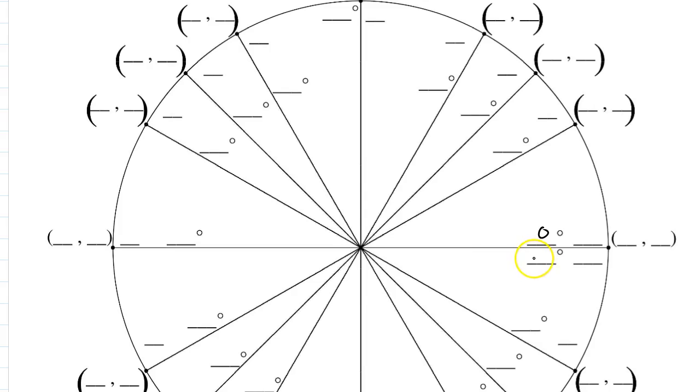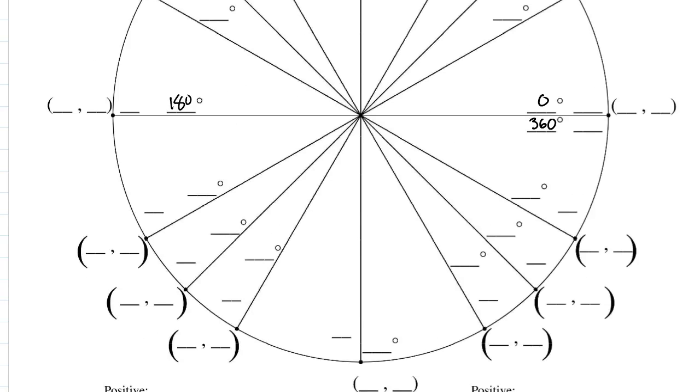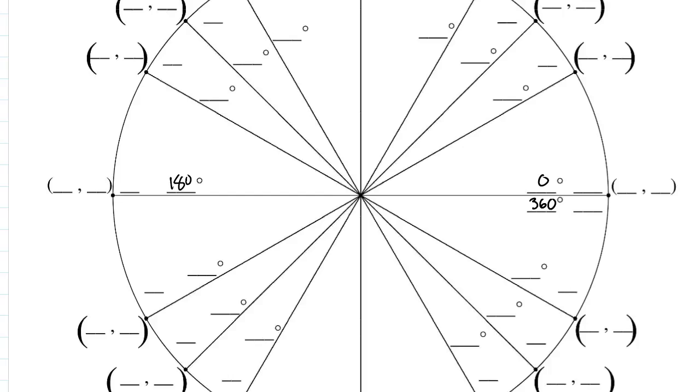All the way around the circle is 360. And so let's start cutting the circle up. Halfway over here would be 180. Up here, half of half would be 90 degrees. And that means down here, 90 degrees past 180 is 270.